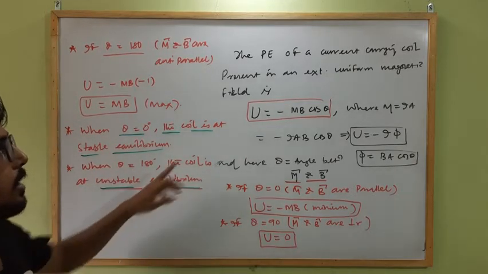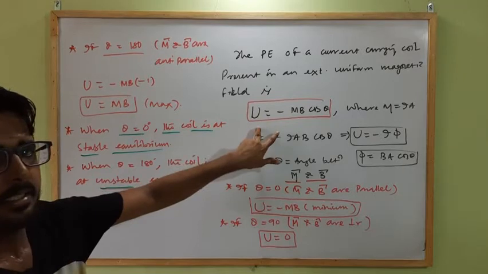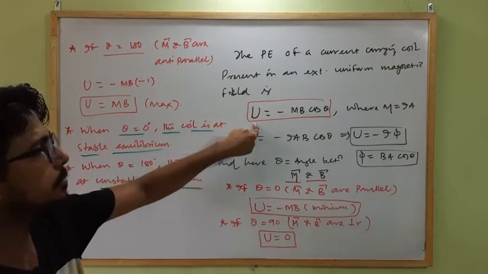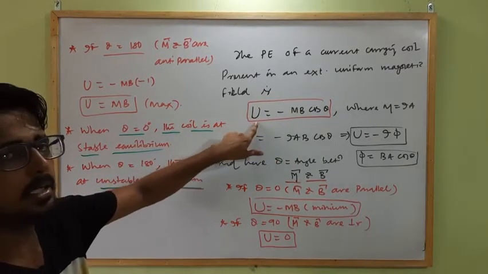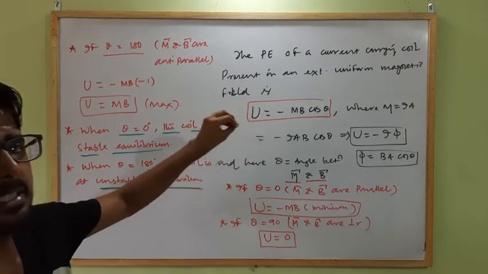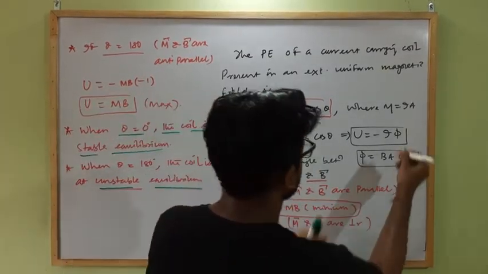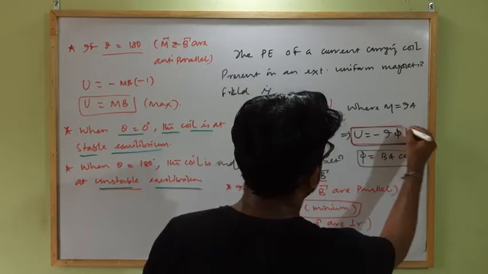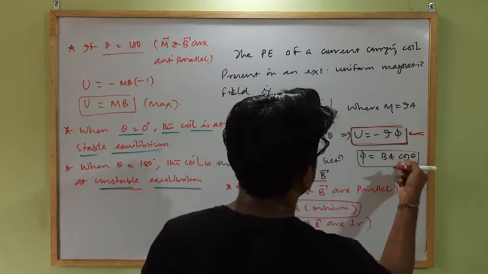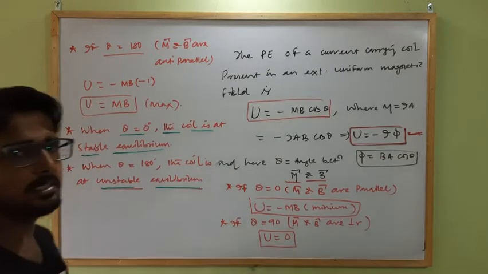Clear? And this is the expression for magnetic potential energy stored in a current carrying loop present in an external magnetic field, or we can also represent this as U equals I into phi. What is phi? The flux linked with the coil at that instant.